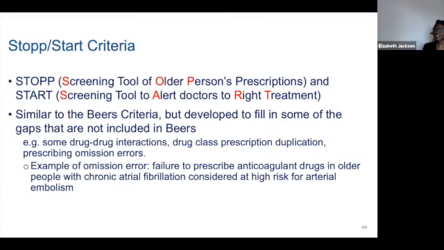The STOPP/START criteria, these are provider tools similar to the Beers criteria, but they were developed to fill some of the gaps that are not included in the Beers criteria. Some examples would be drug-drug interactions, drug class prescription duplication, and omission errors. Next slide, please.